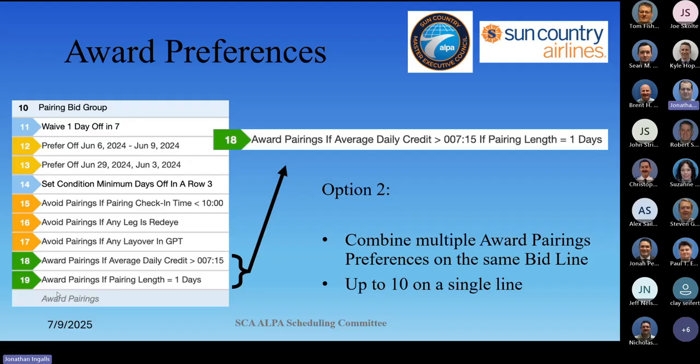But if we were to combine these two lines together, like here, now instead of just any trip that has an average daily credit of 715, we're saying give me an average daily credit of 715 if the pairing length is a turn. Now you're getting high credit turns, which is probably what many people here at this airline would prefer. Instead of just anything with an average daily credit of 715, we'd probably prefer the turns.